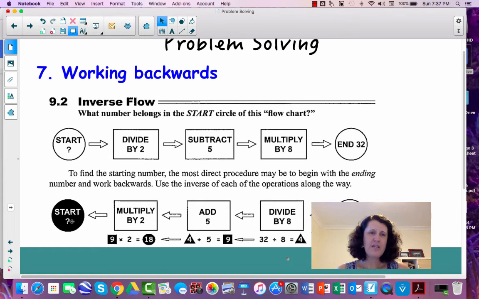You can also check this by taking this number and plugging it in. So if I start with 18, I divide by 2, I get 9. I subtract 5, I get 4. I multiply by 8 and I get 32. So it actually does work. The answer in this case is 18, and I got it by working backwards. So I hope that you find practice at working backwards is helpful to you.